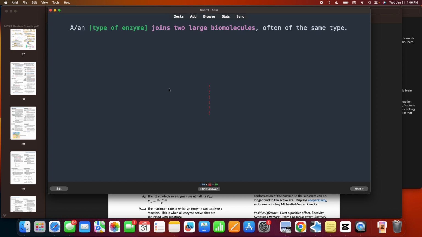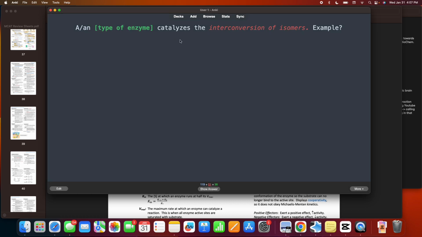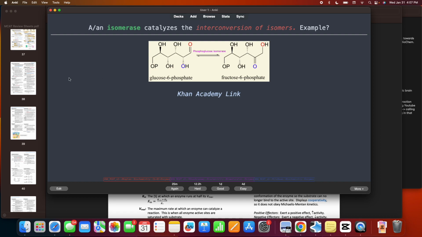What type of enzyme joins two large biomolecules? It's ligase, often of the same type that happens in DNA, right? Catalyzes interconversion of isomers, so it's isomerase. The example would be like the ones that we had, so G6P to F6P, right? So phosphoglucose isomerase.